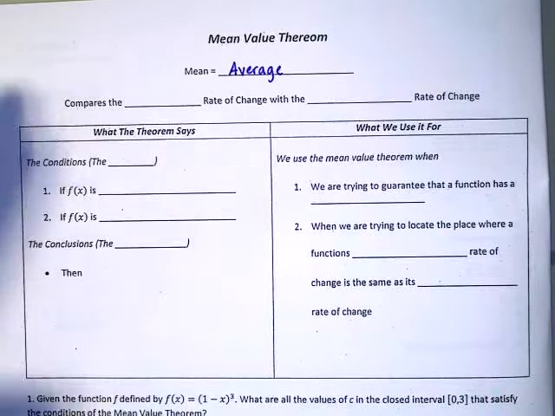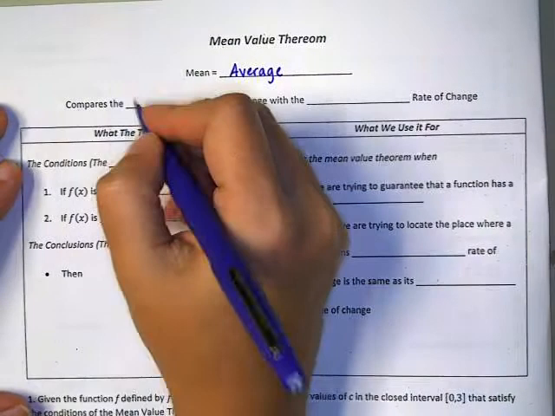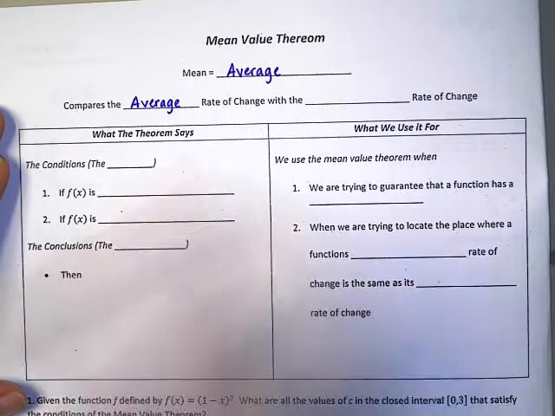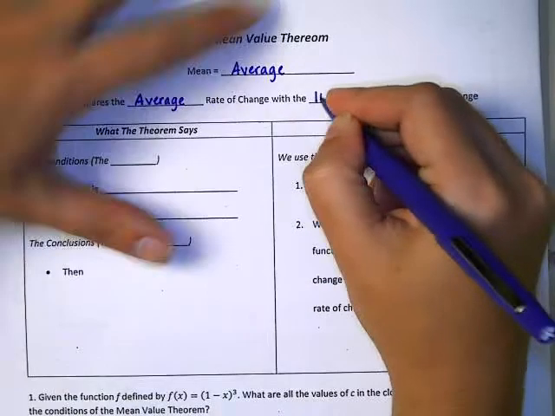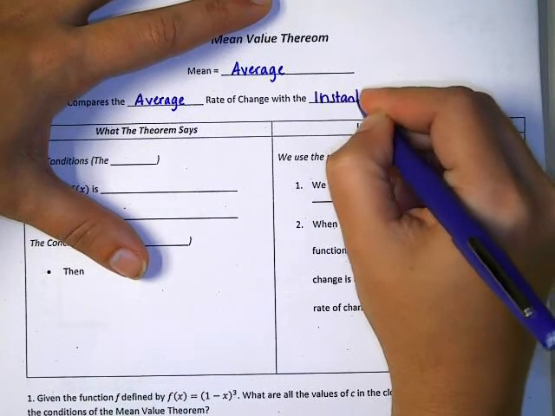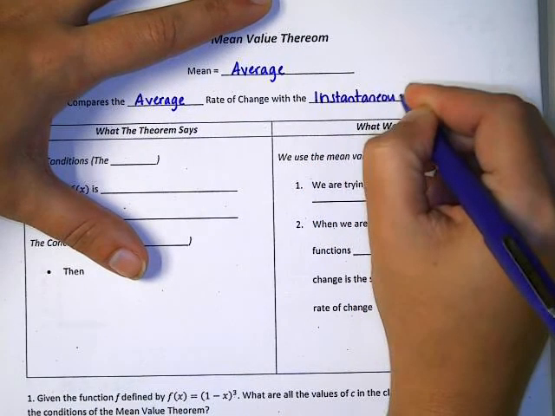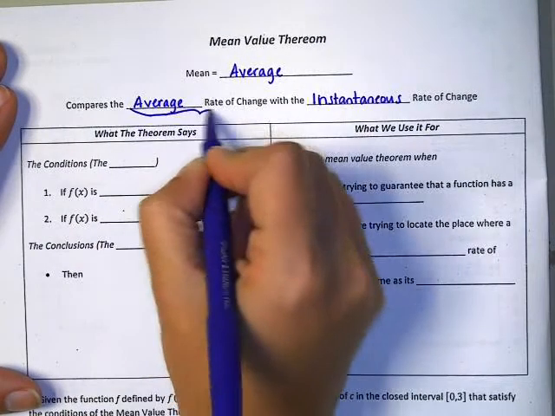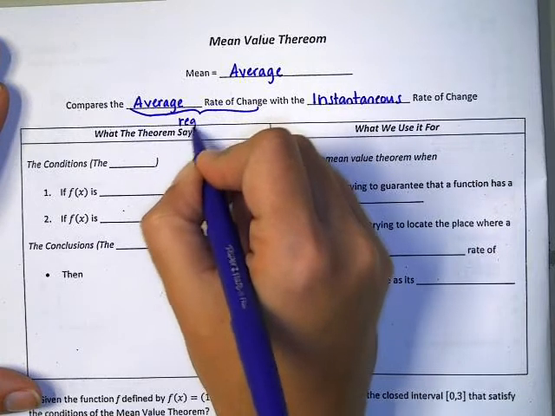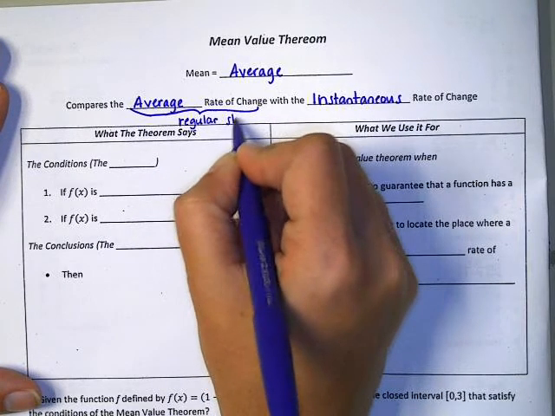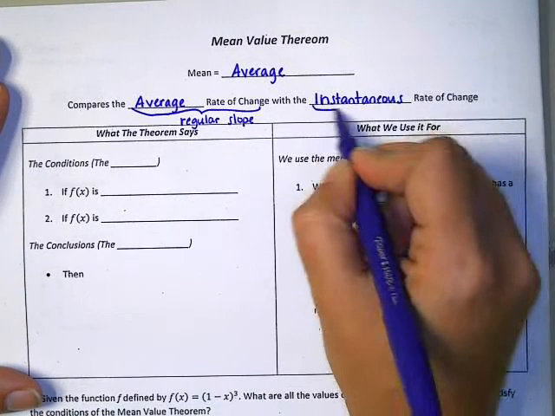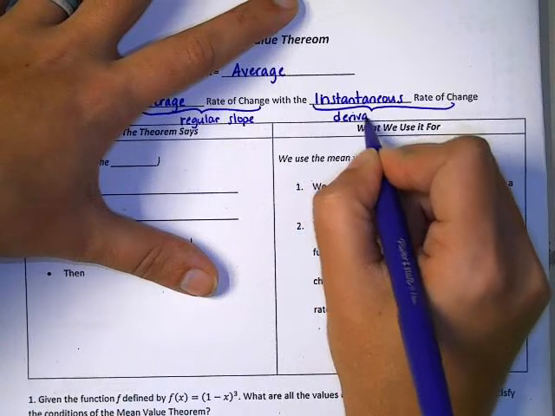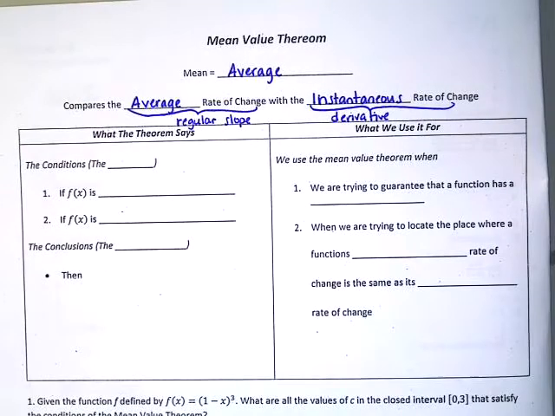What the mean value theorem does is it compares the average rate of change with the instantaneous rate of change. So in other words, it compares the regular slope with the derivative. And here's what it says.